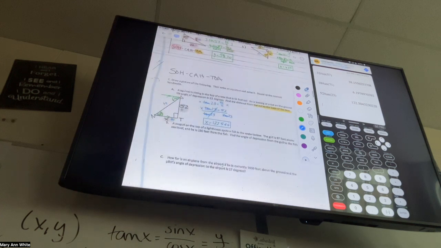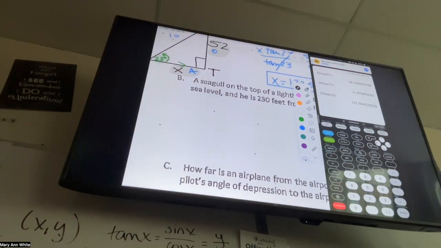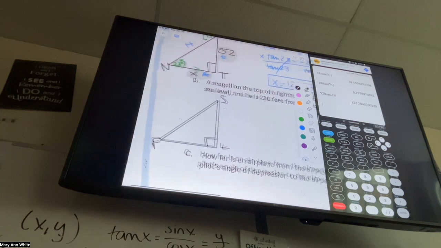It says a seagull on the top of a lighthouse spots a fish in the water below. Okay, pause, draw my picture. Triangle. Seagull is at the top of a lighthouse and he sees a fish in the water below.